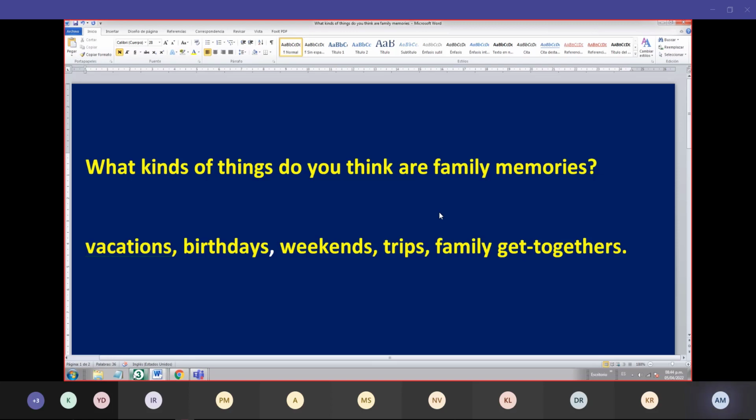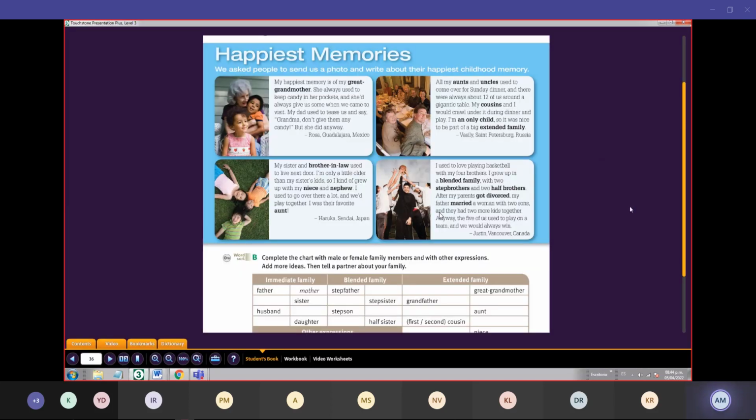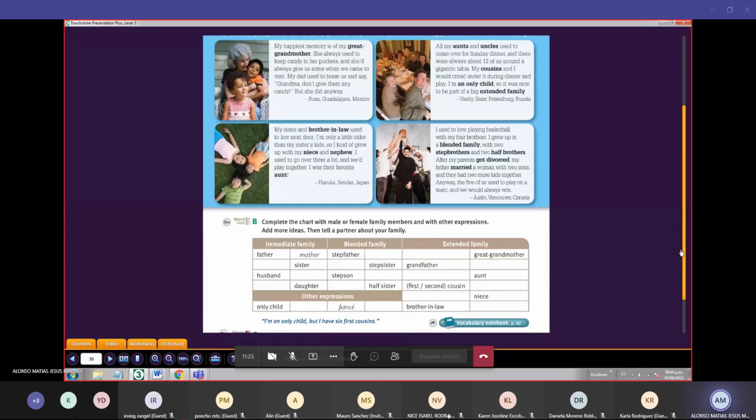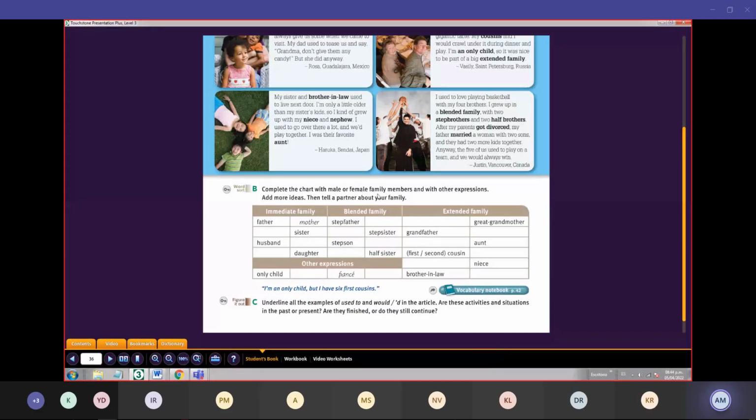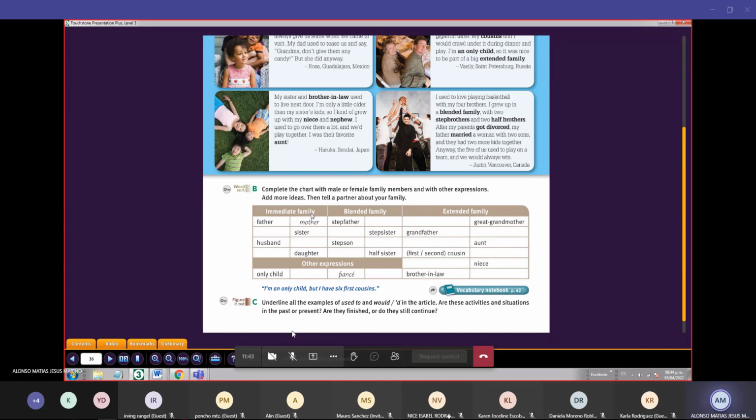Activity B, word sort. Complete the chart with male or female family members and with other expressions. Add more ideas. Then tell a partner about your family. Okay, what are we going to do here? Here we have a table, a chart that needs to be completed.